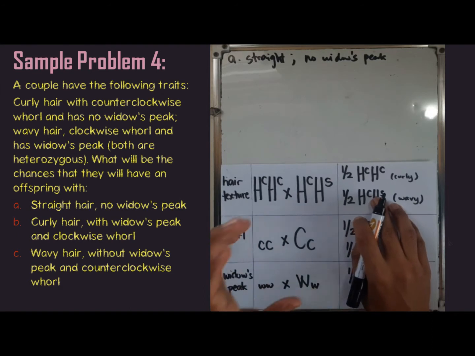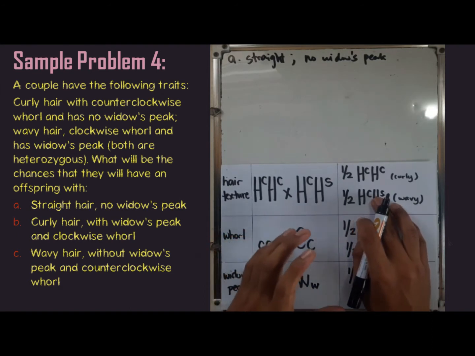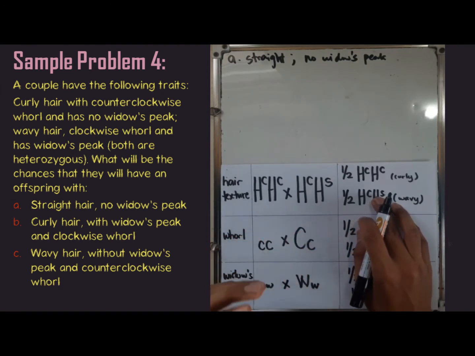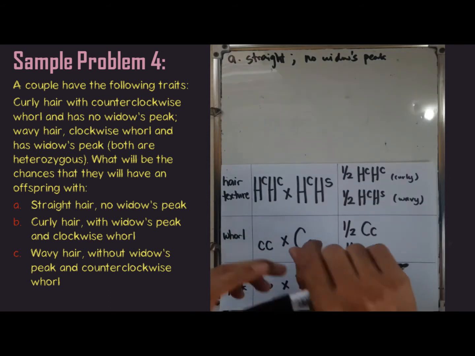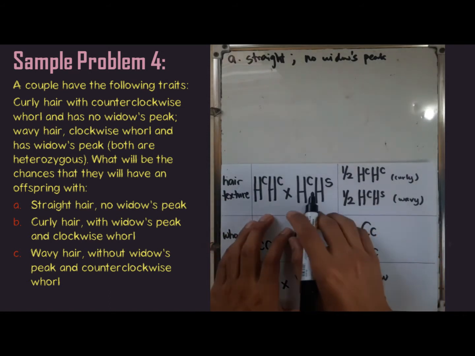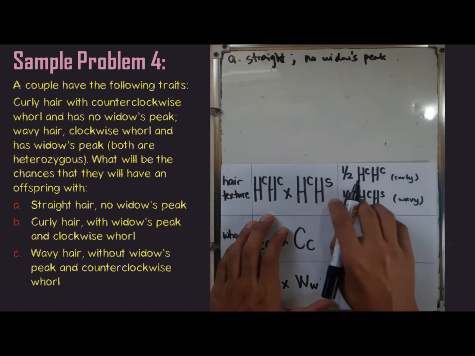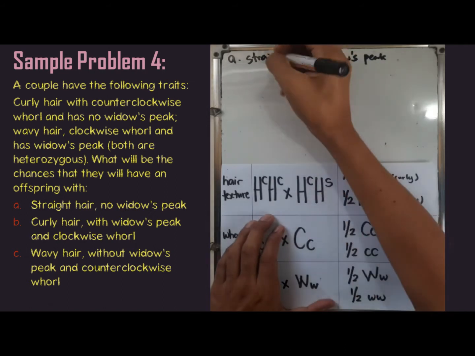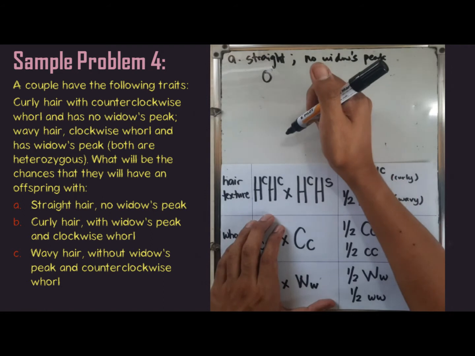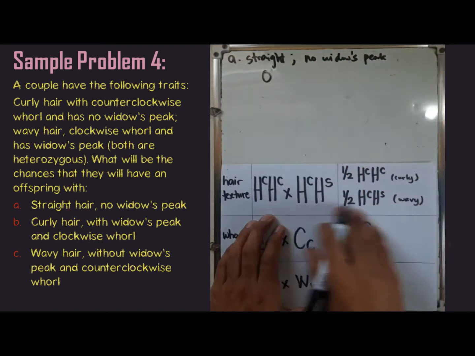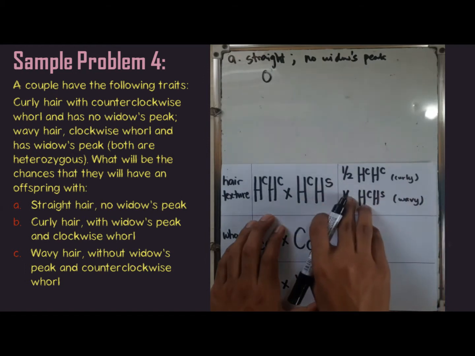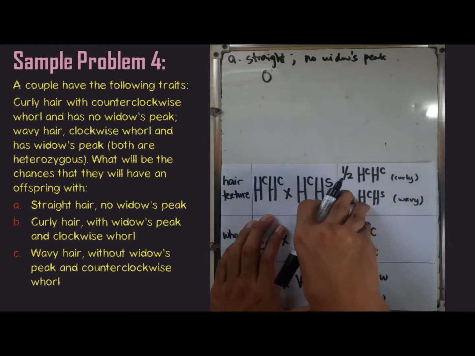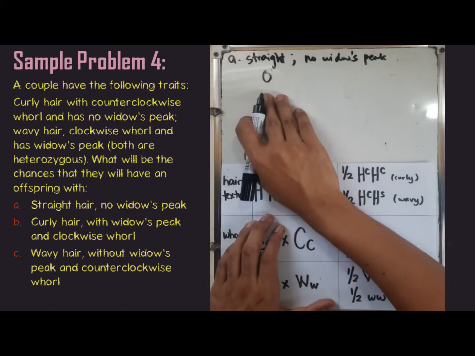is there any chance that this couple would have an offspring possessing straight hair? Since there is an absence of probability for these parents to have straight-haired offspring, we're going to write here 0 out of 4, or 0%, or 0 out of 2. Because, once again, there would be no chance that they would have an offspring with this certain type of allele.